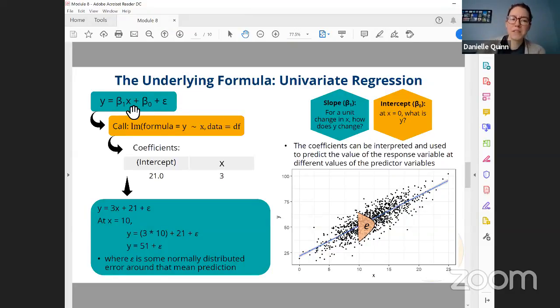And then we multiply that by our predictor. We add our second coefficient, which is our intercept. And the intercept says when x is at 0, what is y?